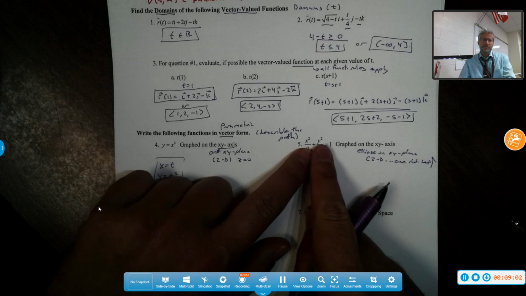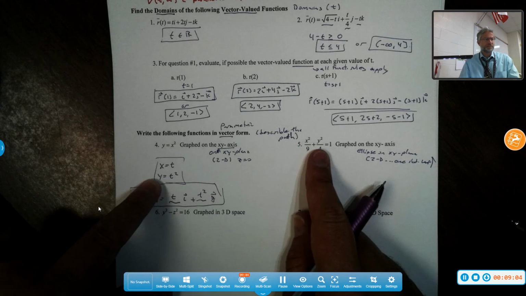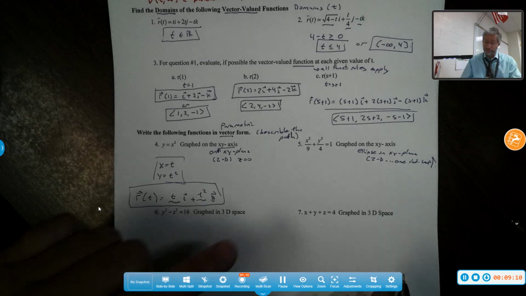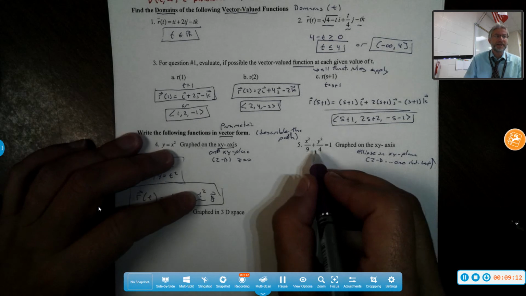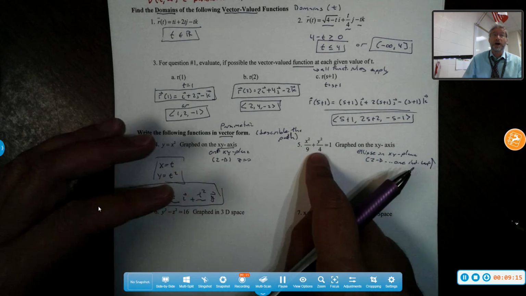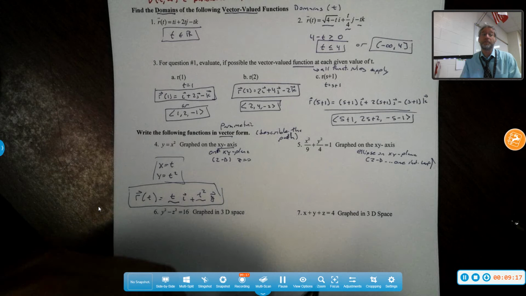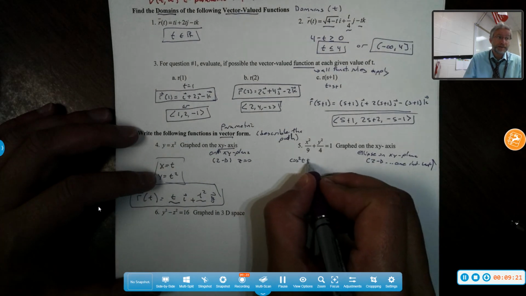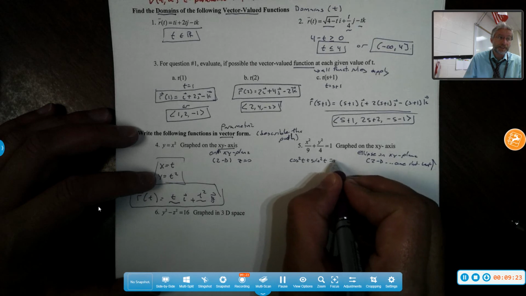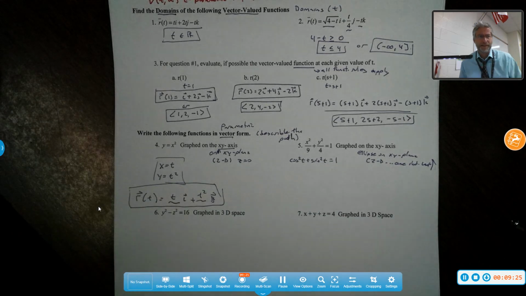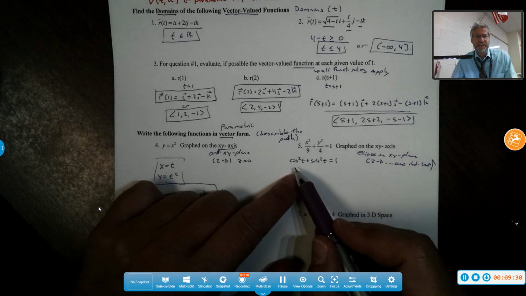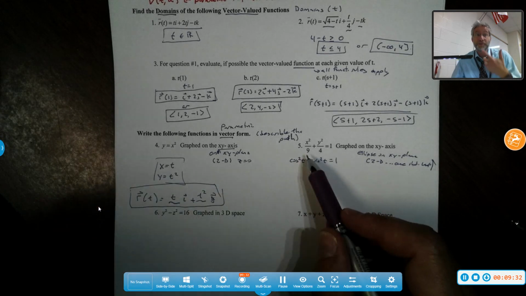Now, I could let x be t and solve for y, but that gets pretty nasty. So we're going to use something that we learned in pre-calc a few years back, and reviewed last year in calculus: we can use our circle, we can use our Pythagoreans. We know that cosine squared t plus sine squared t equals 1. Now, I'm going to tell you a secret. I could have switched those. I could say sine squared plus cosine squared. You'll get the same answer.